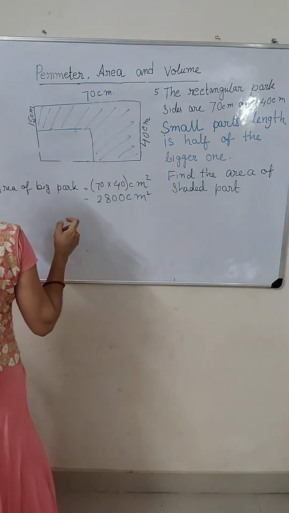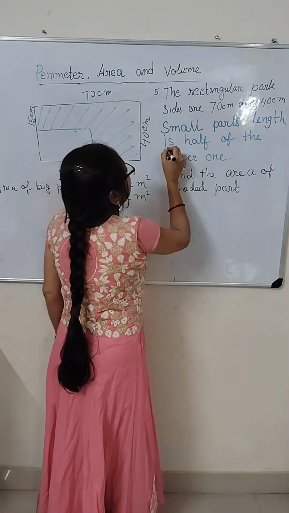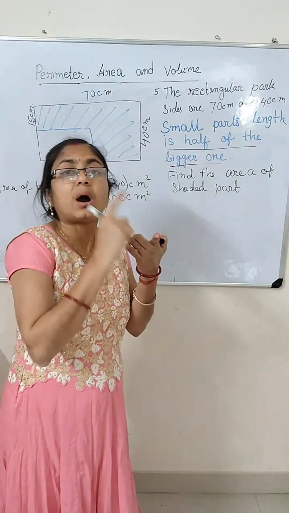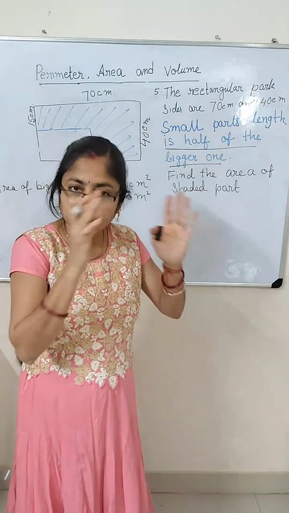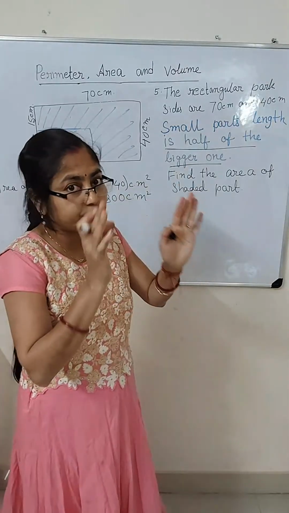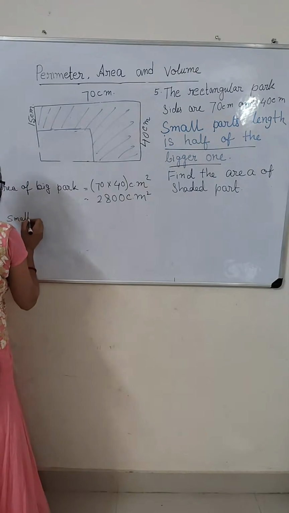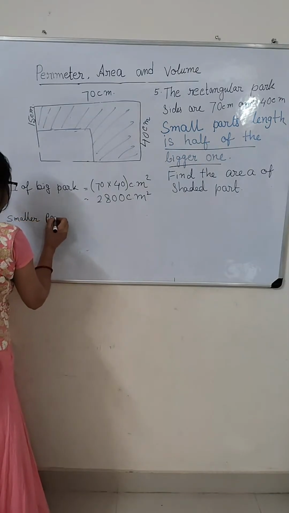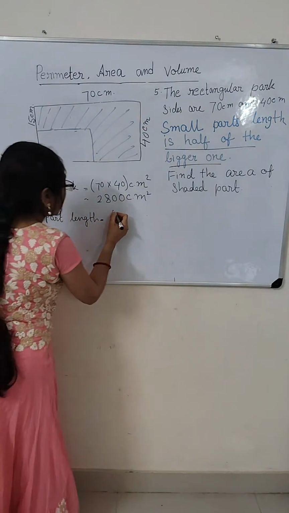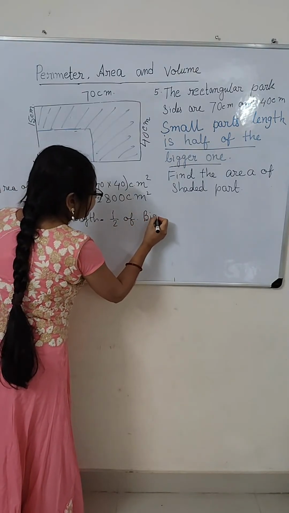It is the key. Small part length is half of the bigger one. Okay? One by one you follow the step, not to do hurry-burry. You read this side, smaller part length. First you find out the length. Smaller part length: half of the big one.